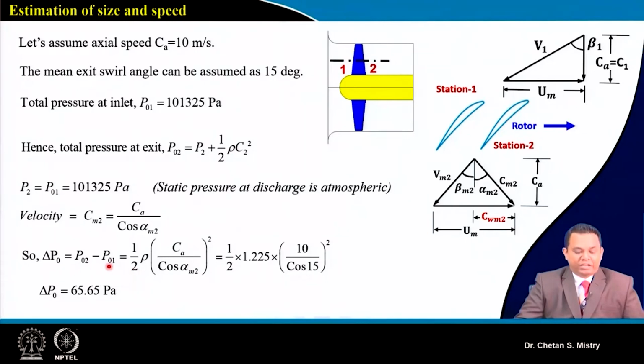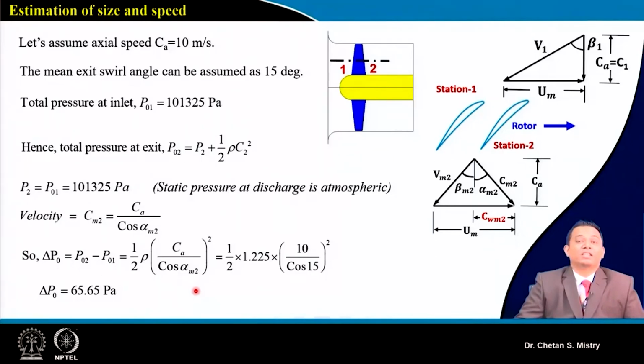So we will write delta P0 as 1/2 rho c2 square. This c2 is nothing but the absolute velocity with which my flow comes out. In this case we have assumed our angle of swirl, or absolute flow angle, to be 15 degrees. If we write that in terms of axial velocity, my absolute velocity is Ca by cos alpha 2. Now if we put in the numbers, my delta P0 comes to 65.65 Pascal.